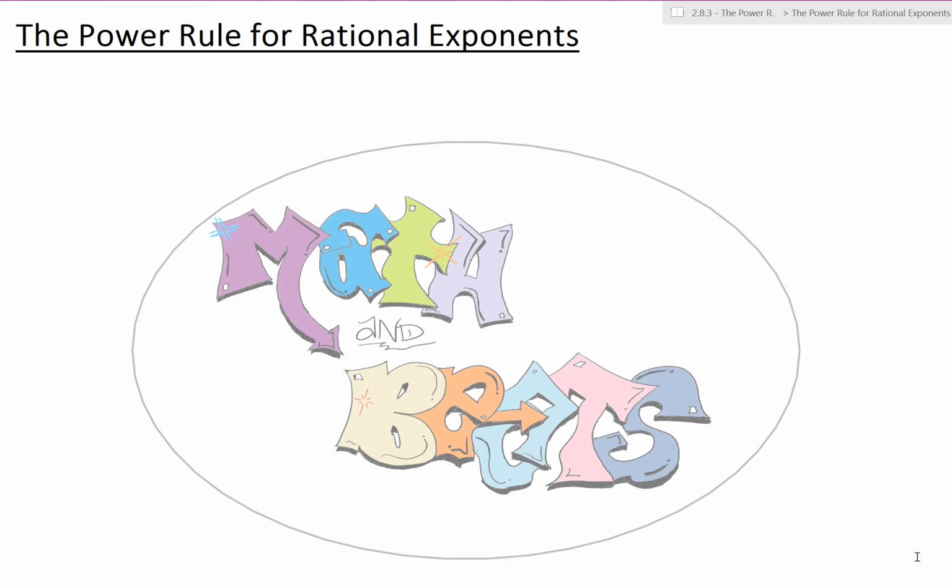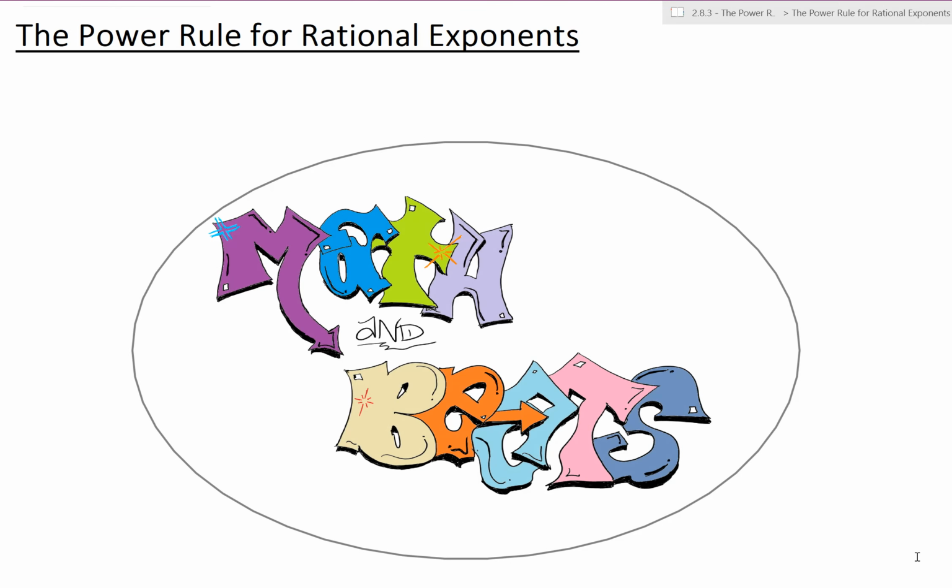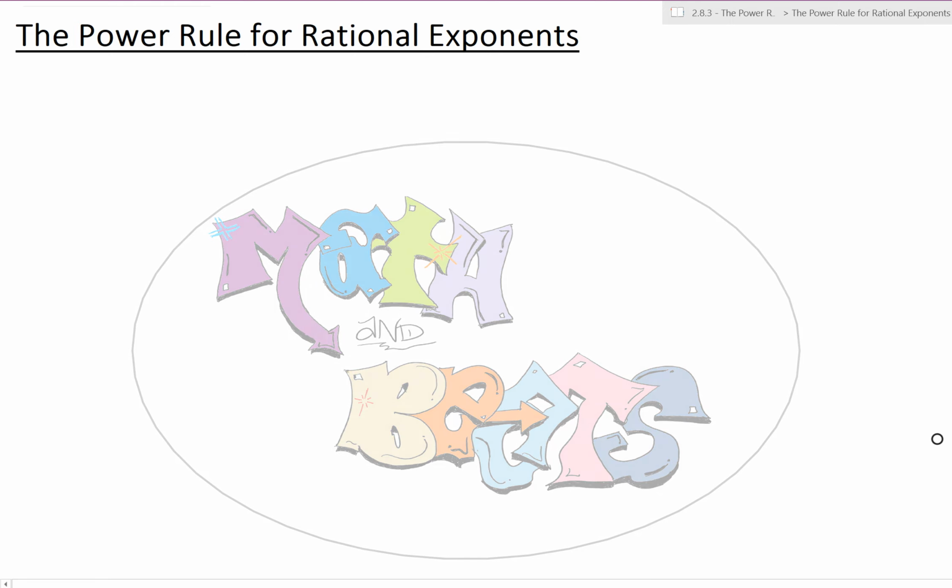What we're going to do is apply our new knowledge of implicit differentiation to come up with the power rule, but now for rational exponents. Let's go.